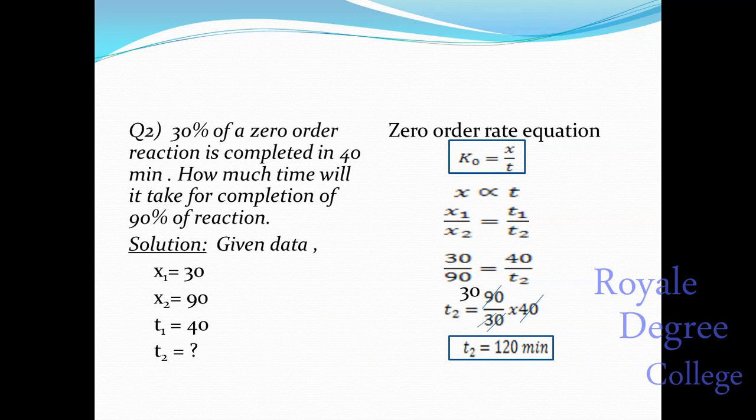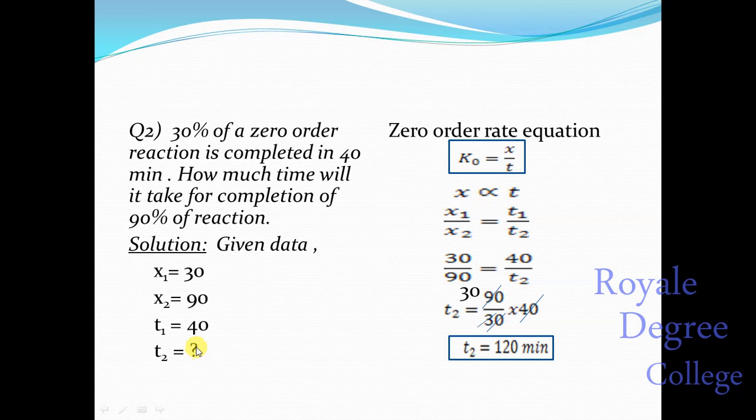Second problem we'll see. 30% of a zero order reaction is completed in 40 minutes. How much time will it take for completion of 90% of the reaction? Here we are going to calculate the time required. For the completion of 30% of the reaction, 40 minutes are taken, and for the completion of 90% of the reaction, how much time will be required is what we are going to calculate.